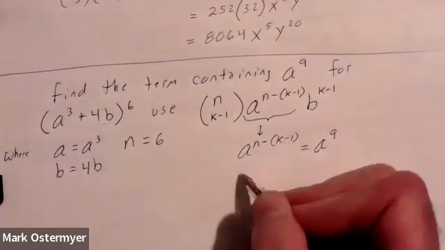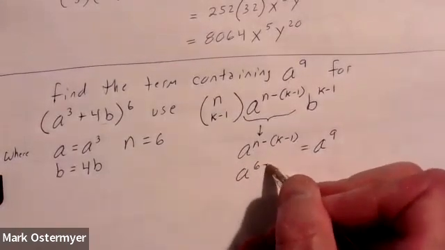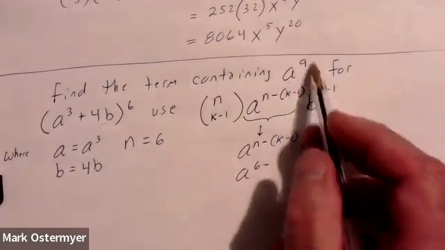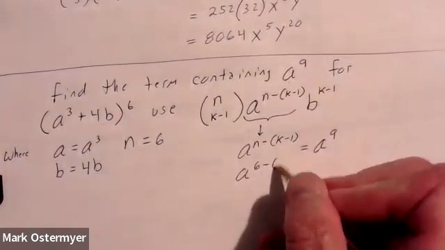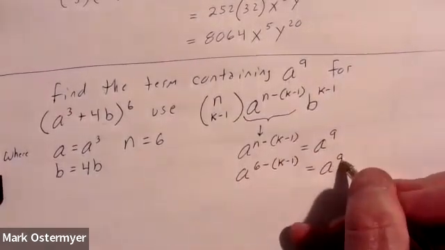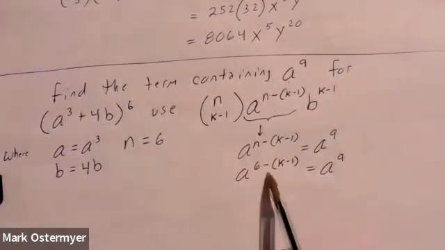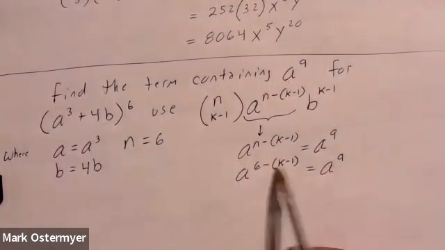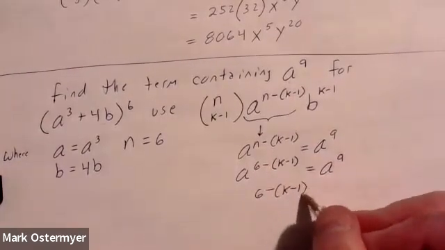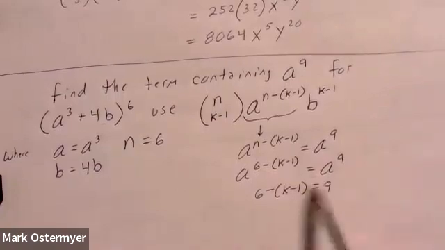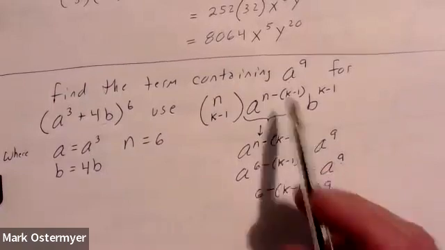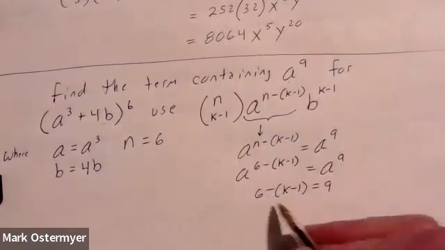Now we fit in what we know. n is what? 6 minus k. We don't know k. We don't know what term has a to the 9th power, so we leave k as k. But we set this equal to a to the 9th. Now we're going to equate the exponents. So therefore, this 6 minus k minus 1 has got to be equal to 9. And now all we have to do is solve for k to determine what term has a to the 9th in it. So we solve for k.